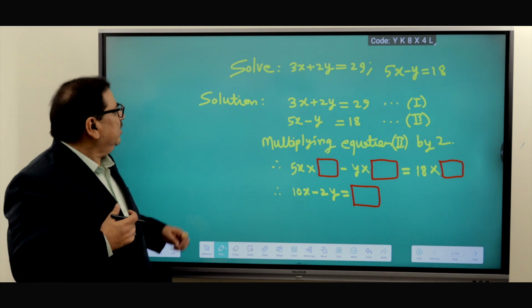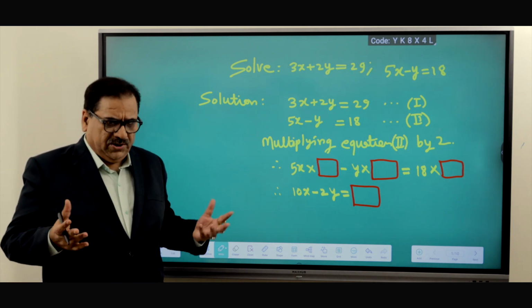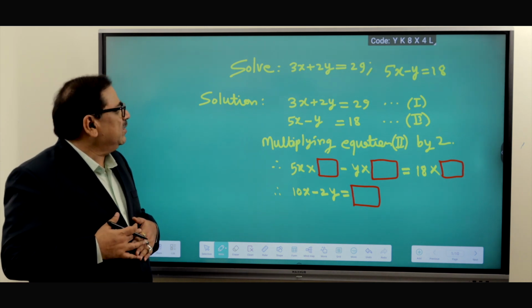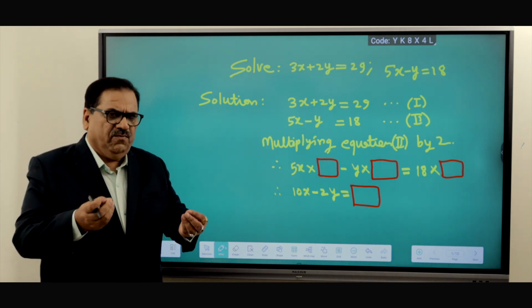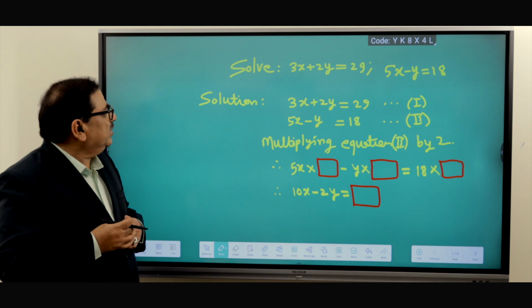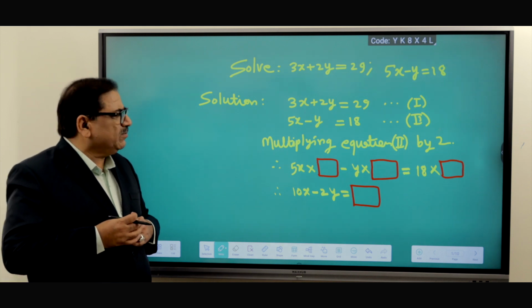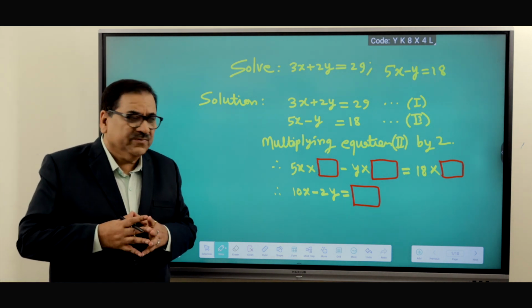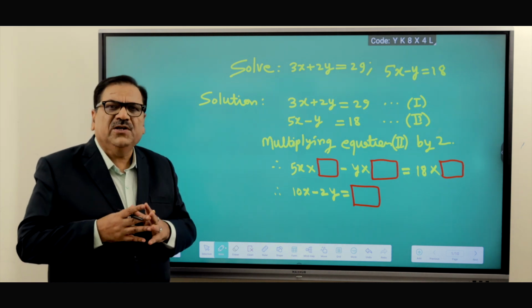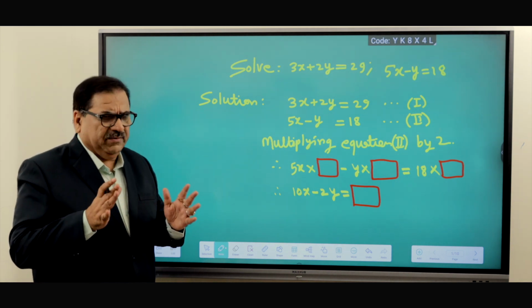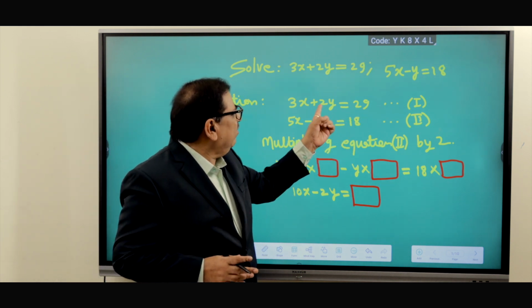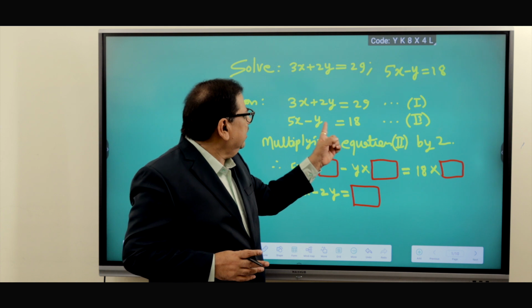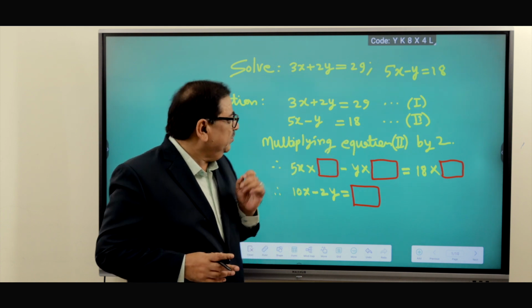As usual, solution: first equation 3x plus 2y is equal to 29, name it as equation 1. Second equation 5x minus y is equal to 18, name it as equation 2. This is mathematics, and mathematics is a language. We named this as equation 1, we named this as equation 2.